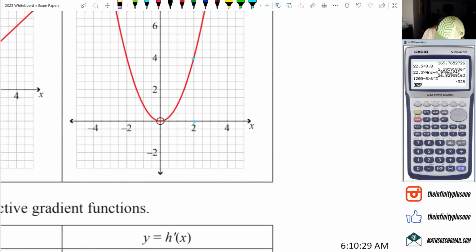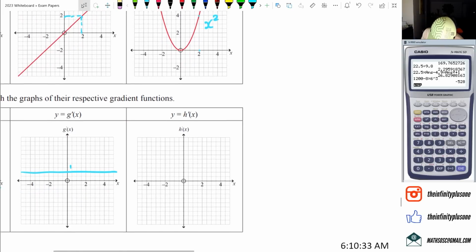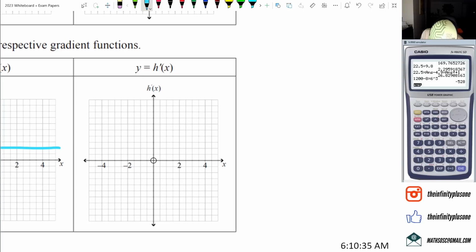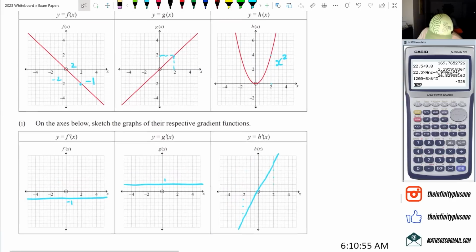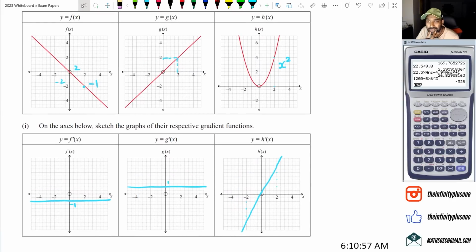So that's just an x squared graph. So if I differentiate it, I'm going to get 2x. So at 2, 1, 2, 3, 4. Something like that. And I should get, what do you call it, a positive, like a 2x gradient for that.